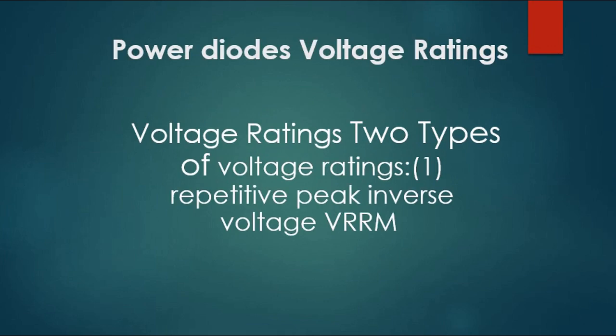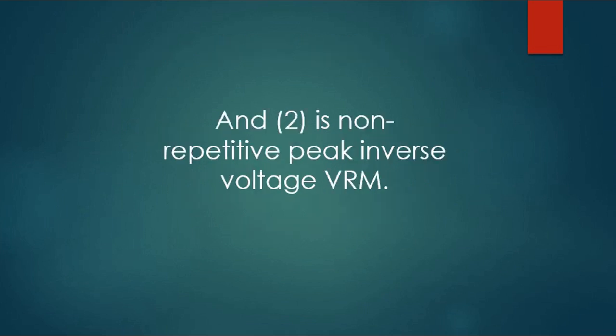Power diode voltage rating. Voltage rating has two types. One is repetitive peak inverse voltage, which has VRRM. The other one, the second one, is non-repetitive inverse voltage. It has VRSM, not VRRM.